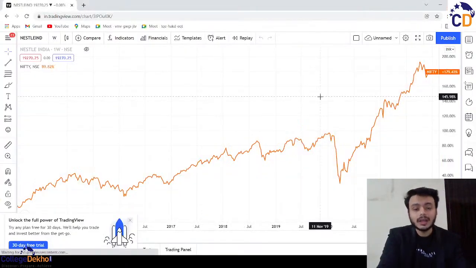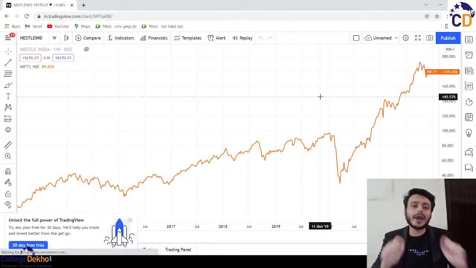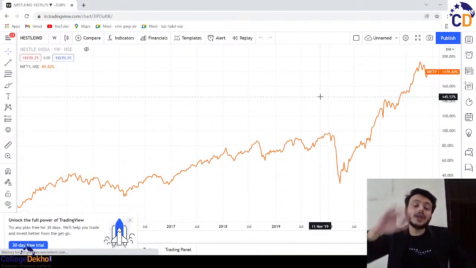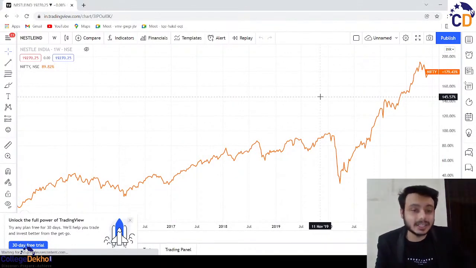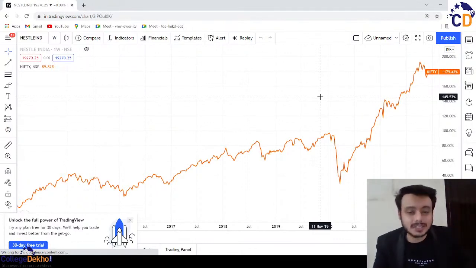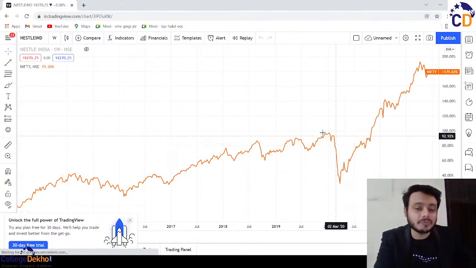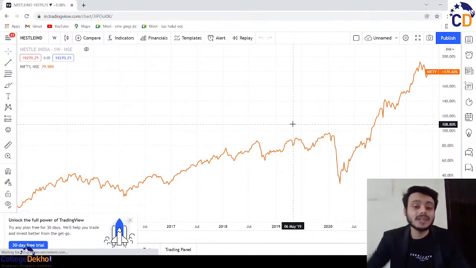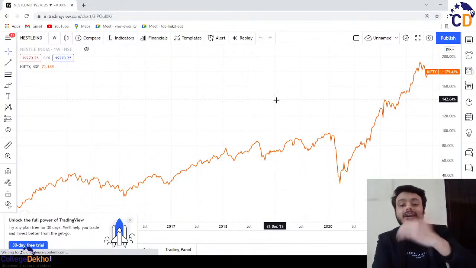These kinds of patterns might be quite familiar to you. You might not understand these patterns at this stage, but I'm sure you might have seen them. They show you these kinds of patterns and they tend to tell you that the market is going to rise in future. The market is going on an upward trend.